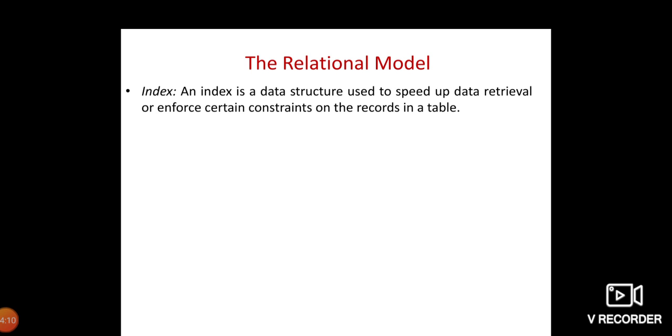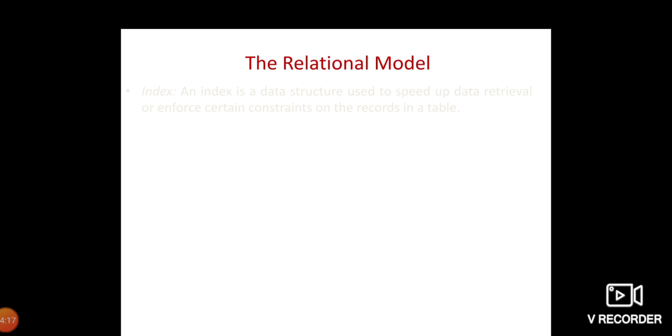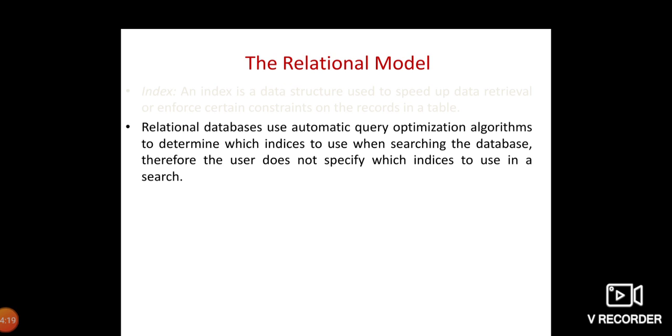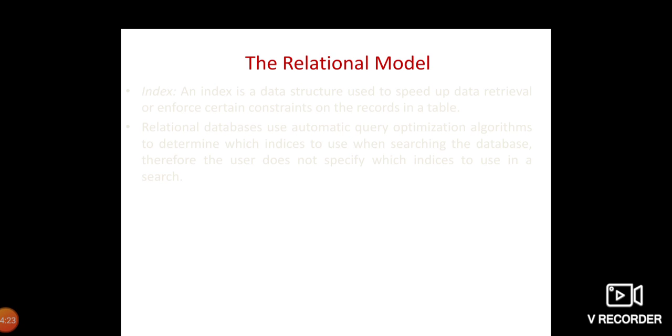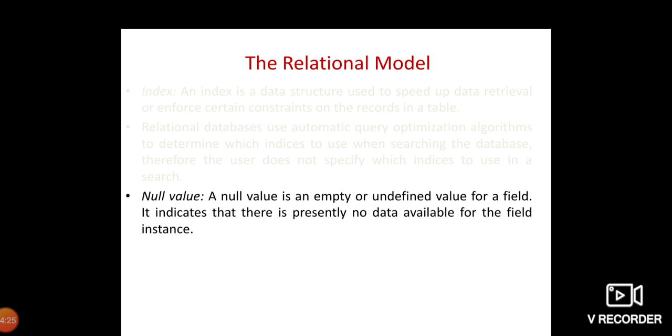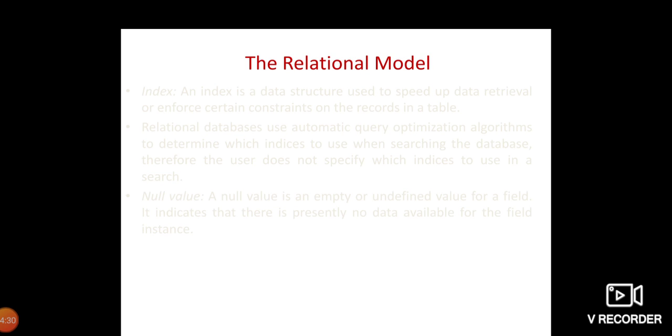An index is the data structure used to speed up data retrieval or enforce certain constraints on the records in a table. Okay, and automatic optimization algorithms are used, and the process is actually simplified. Null value is used to indicate the present data is not available. You will be giving a null value if it is not available. Okay, this is actually the overview of RDBMS.